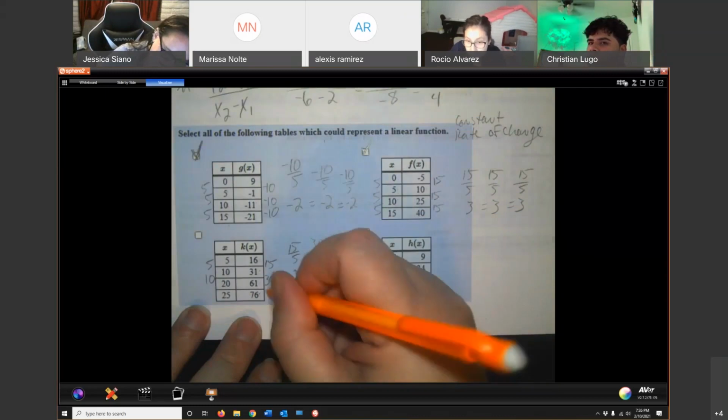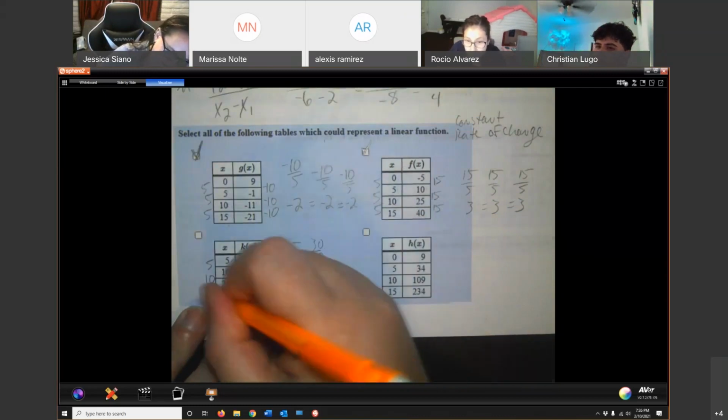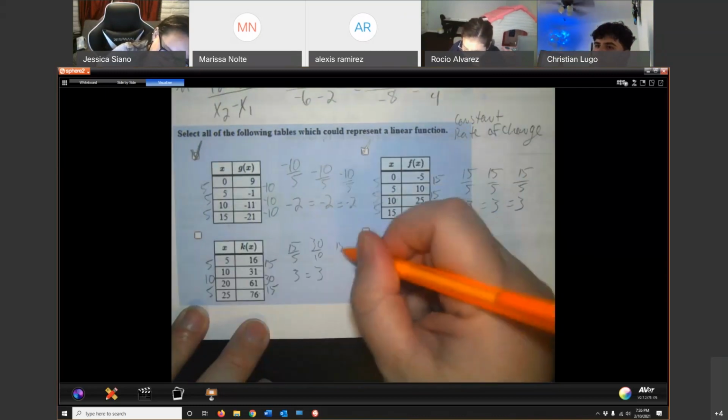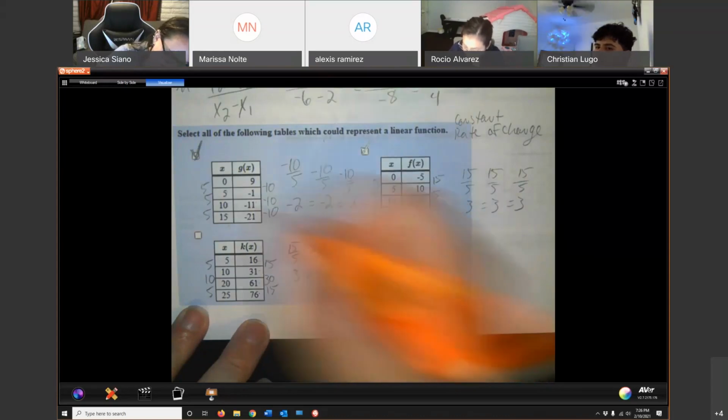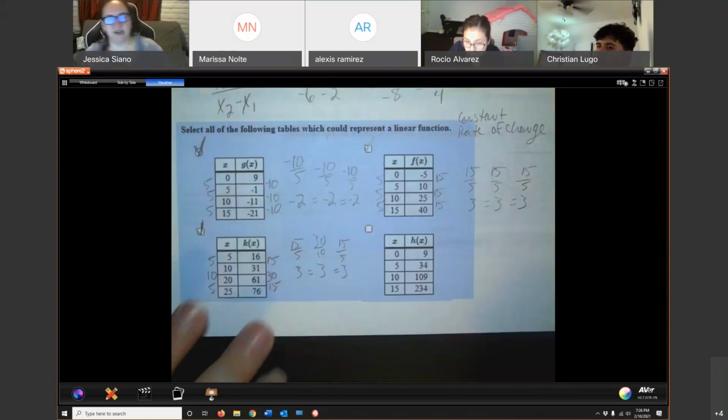From 16 to 76 is 15. 20 to 25 is 5. So we're back to 15 over 5, which is still 3. So this one is linear as well.